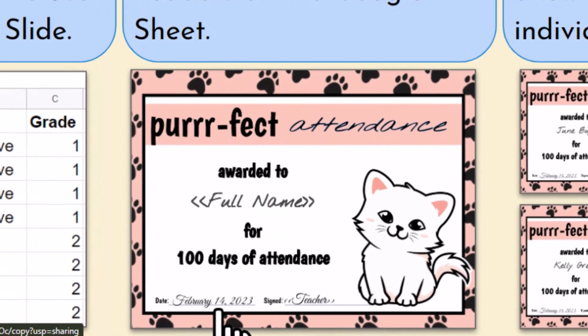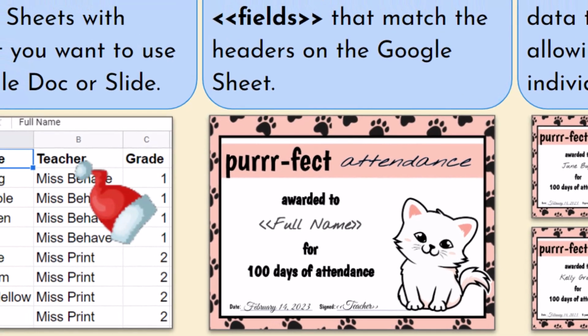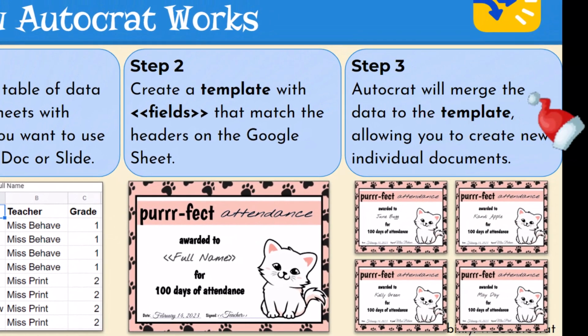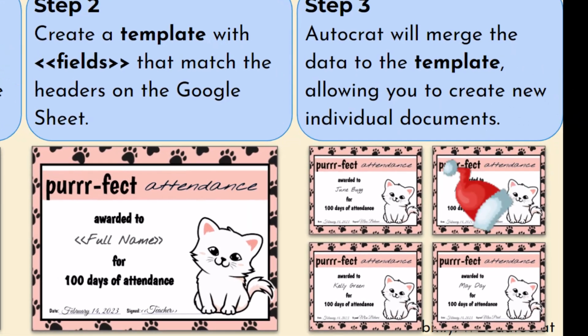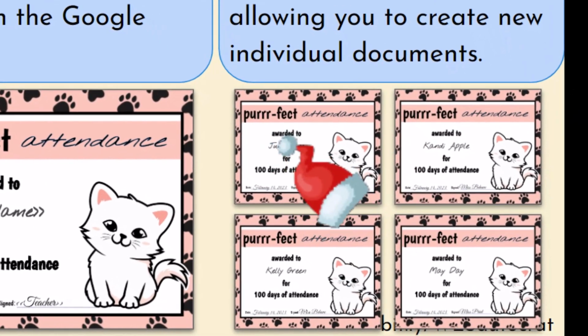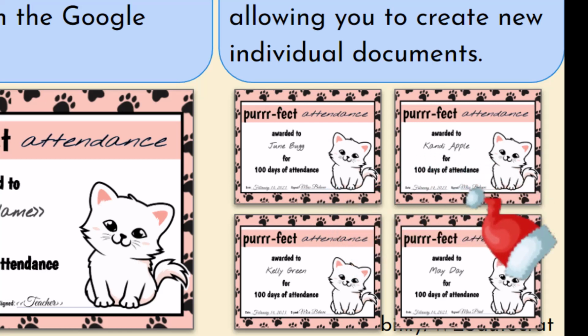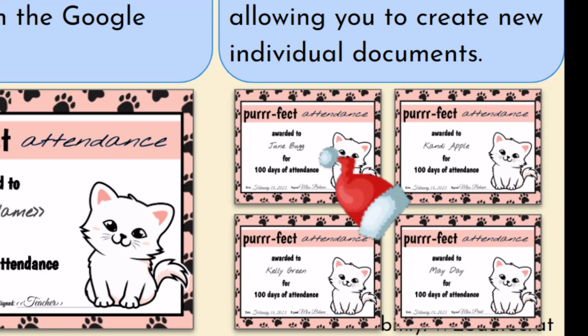Down at the bottom here, you'll see that it just says teacher, and it's in a different font, but it still has those little HTML carets on either side. Teacher matches teacher here. So the header has to match the template. Then we run Autocrat, and it will create these individualized documents. In this example, we've got Junebug in Misbehaves class, and we've got Candy Apple in Misbehaves class. It just merges that information.